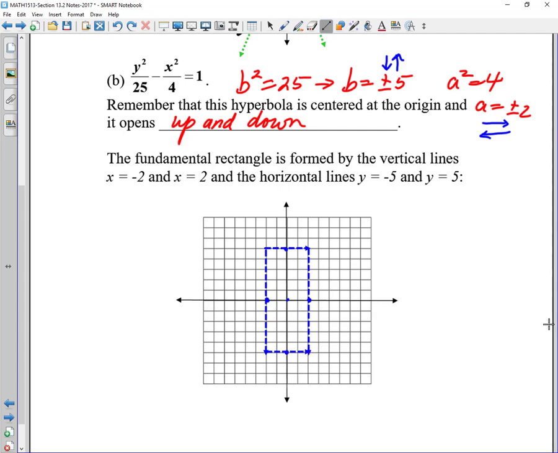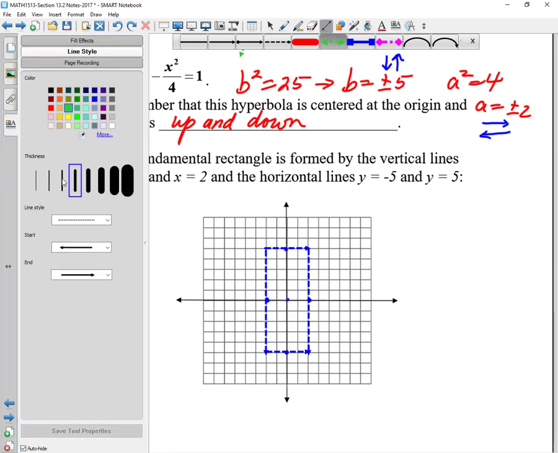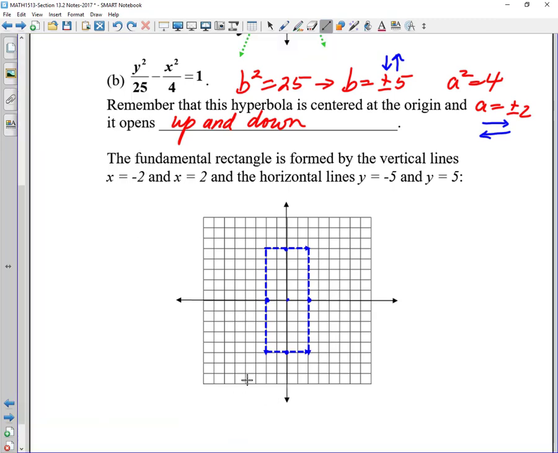So that's just the boundaries for the rectangle. Now we draw the asymptotes. But I'm going to make that a little bit narrower. So we have an asymptote that goes through this corner, through the center, and through the opposite corner. And I'm quite a bit off there, so let me go ahead and adjust that.